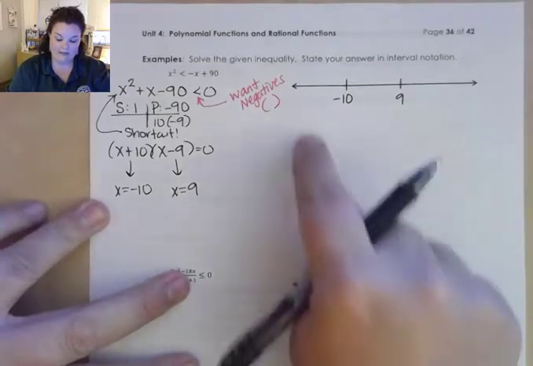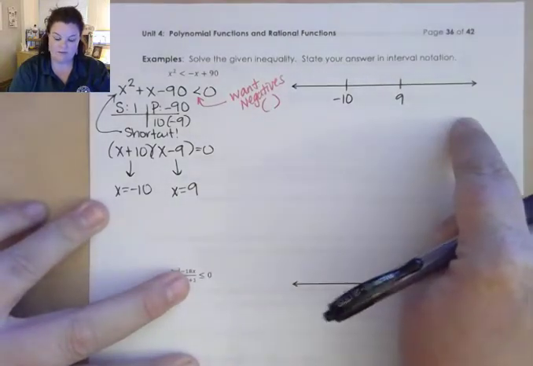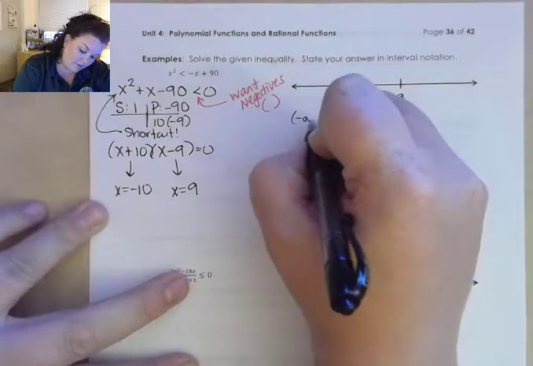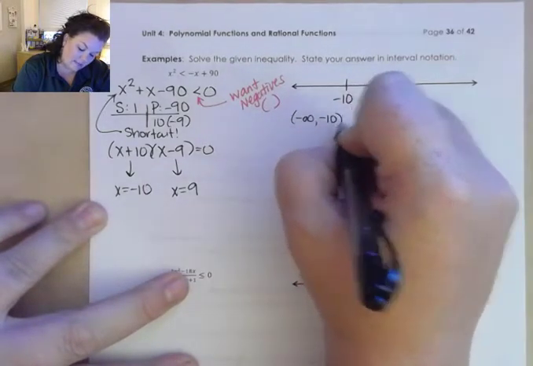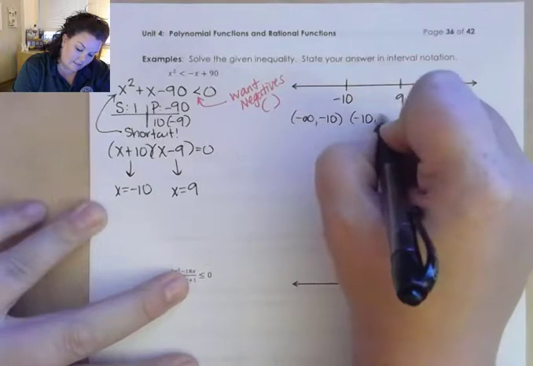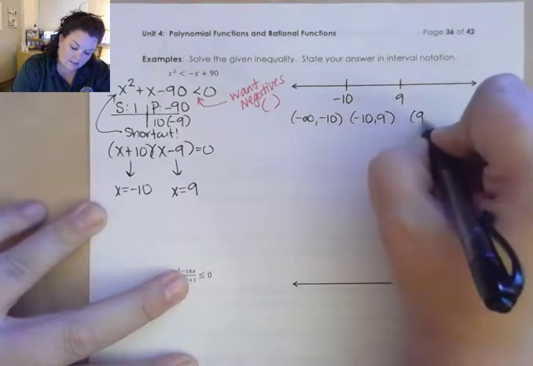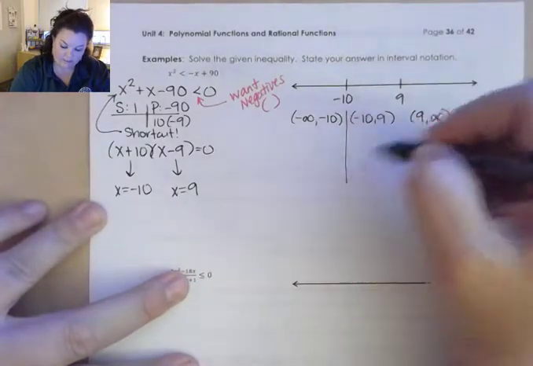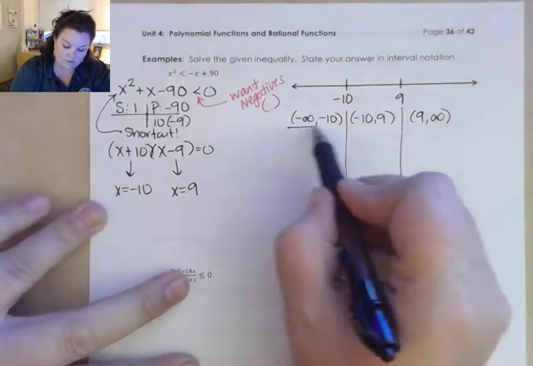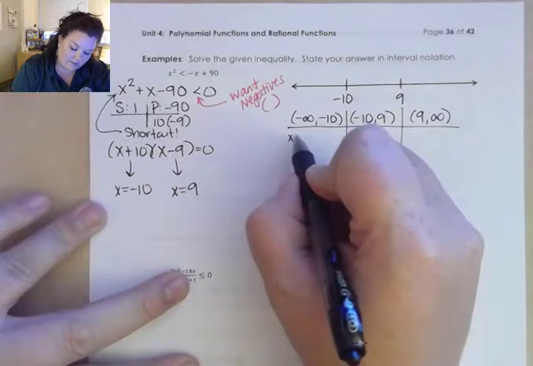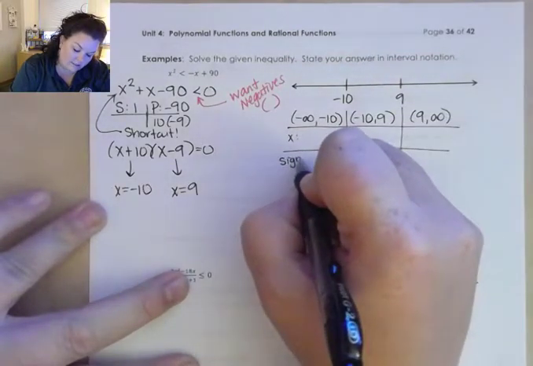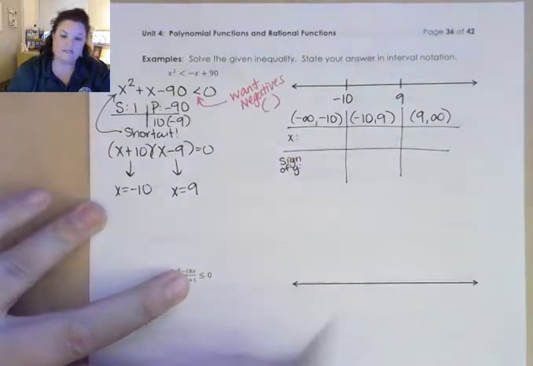Okay, and then I'm just going to write out the intervals in between using parentheses. So this first interval would be from negative infinity up to negative 10, then negative 10 to 9, and then 9 to infinity. Okay, and I just want to pick test points for each one. So here I'm going to pick my x test point, and then here I want to figure out what the sign of my y is going to be.